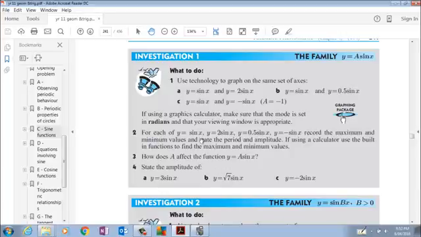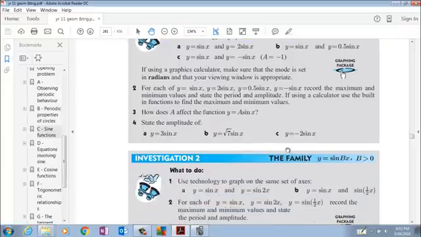So it says, for each of those graphs, record the maximum and minimum values, and state the period and amplitude. If you're using a calculator, use the built-in functions to find the maximum and minimum values, and we've done that. So the question: how does A affect the function y equals a sine x? The A is the amplitude, the number sitting in front of the sine. That will tell you what the amplitude is. So if we state the amplitude of these three here, the amplitude will be 3, this one will be √7, and this one will be 2. The minus just means it's inverted, but it's still got an amplitude of 2. Okay, so that finds what the A does.